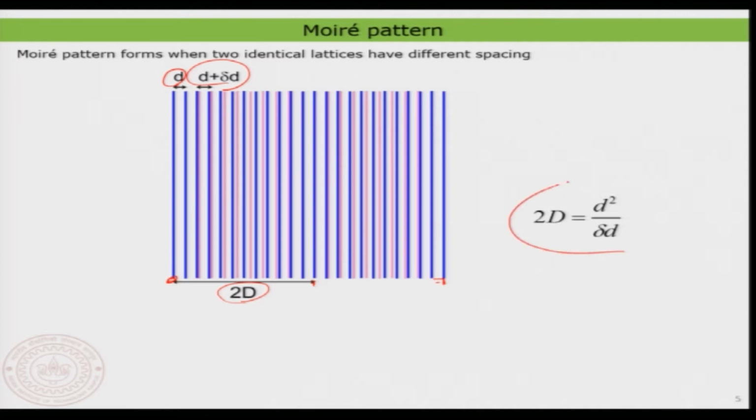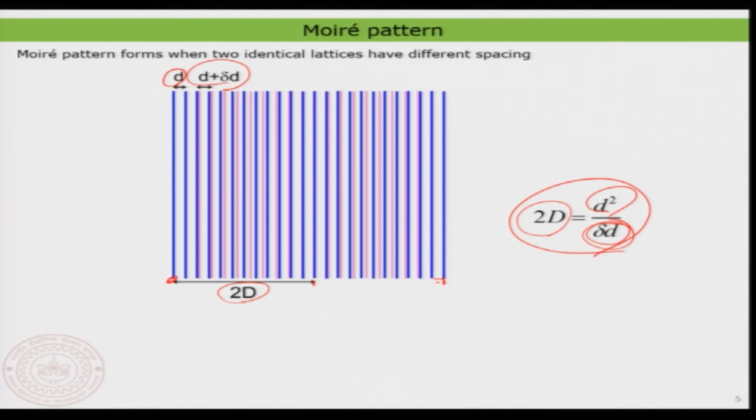You can also calculate the 2D if you know D squared and also delta D. Most of the time, when we apply this to our case, which is the interface case, what you want to calculate is this delta D, while 2D and D are known to you, and you can calculate the change in the lattice parameters, because this is something that is really going to happen.